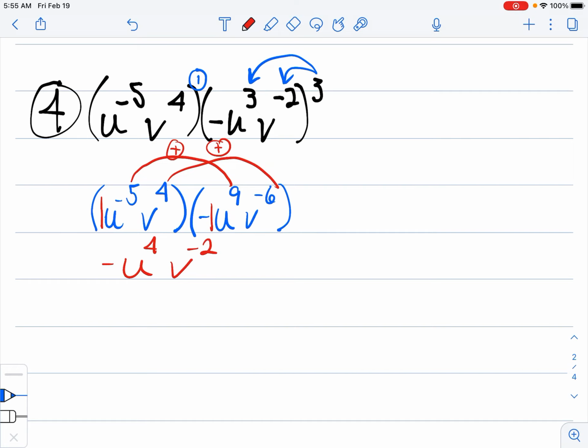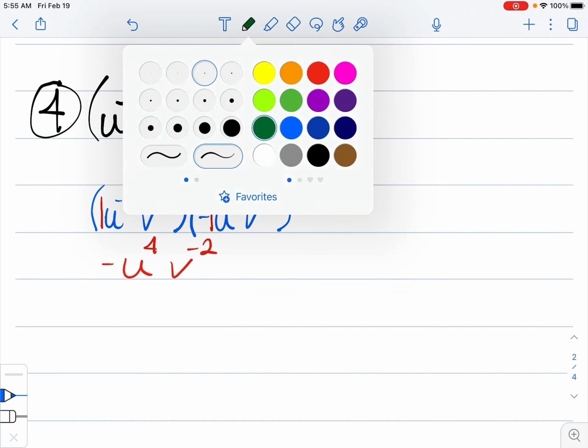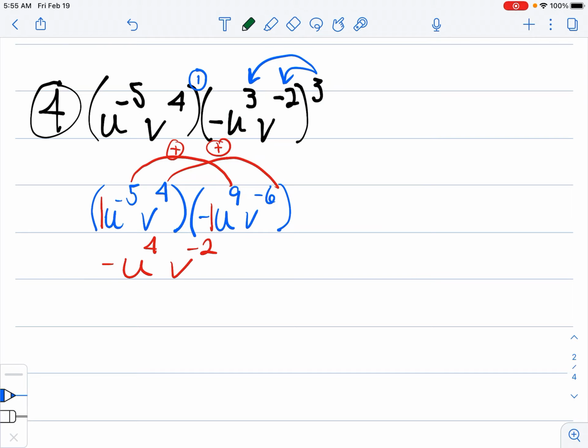And then I have to take care of any exponents that are still negative. So base v has a negative exponent, so I'm going to draw a fraction bar, move base v to the bottom. So my final answer for this one is going to be negative u to the fourth power over v squared. And that's how we simplify that one.